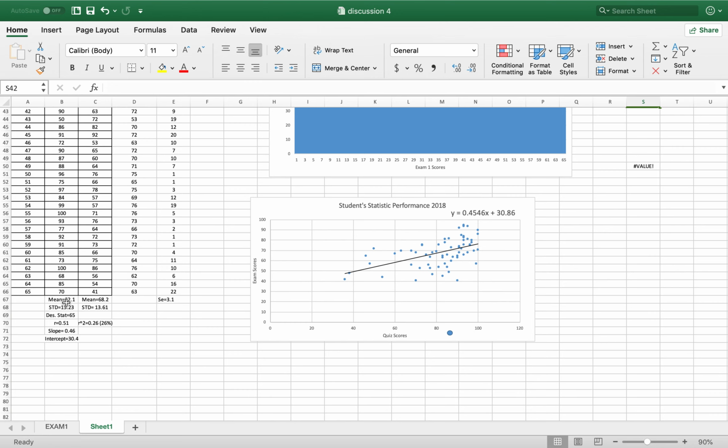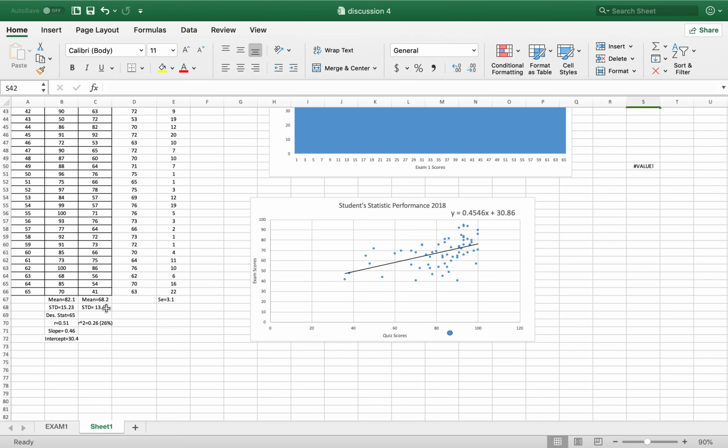And then over here first, I'll sum up the calculations I got. So for the quiz score, I got the mean as 82.1, and the standard deviation is 15.23. And for the exam one, I got 68.2, and the standard deviation is 13.61. So up here is our regression equation, and this wants to see if there is a relationship between the exam and quiz scores. So the predicted score in this equation is 30.86.